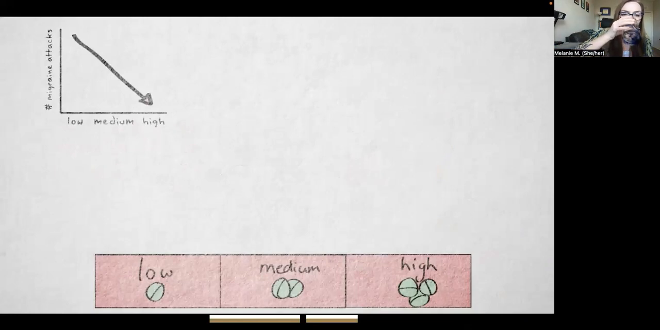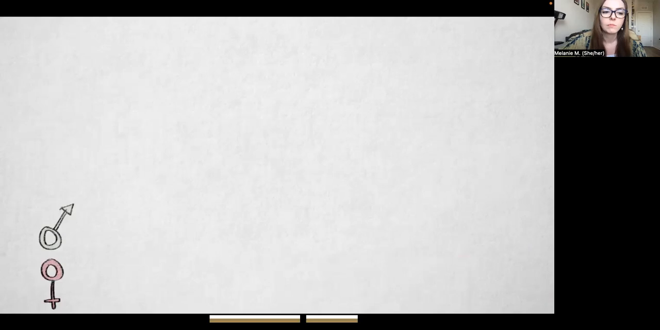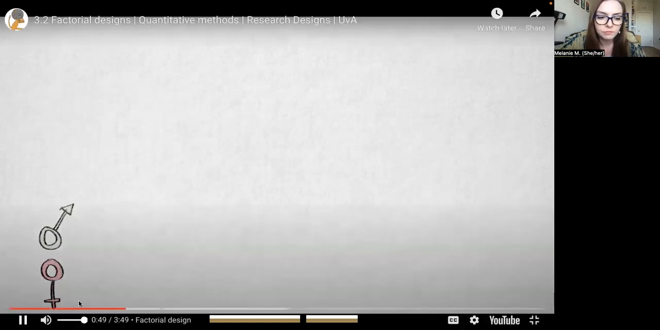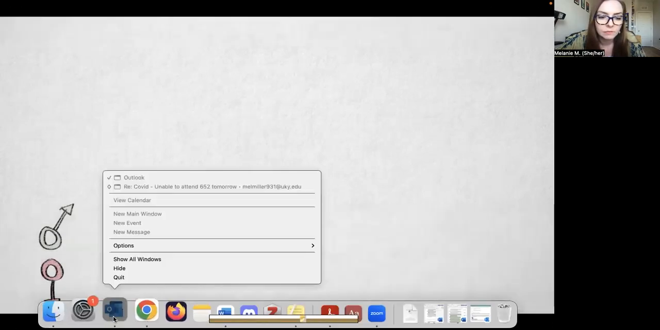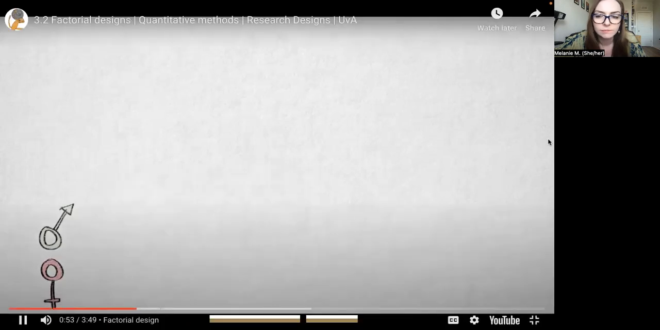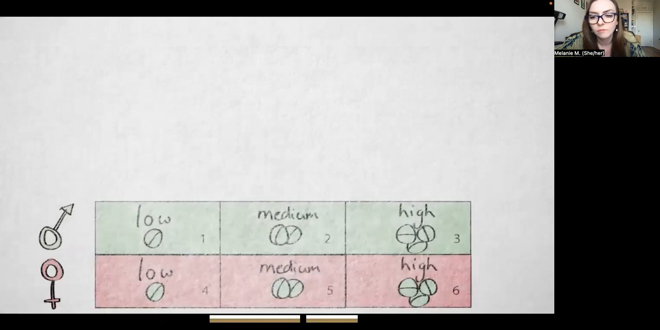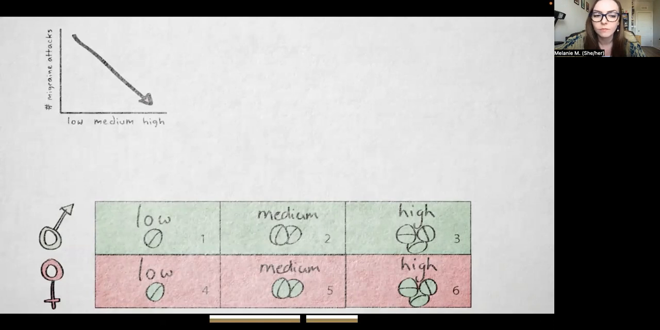We can extend the simple design and make it factorial by adding a second factor, for example, gender. If we make sure there are enough, preferably equal numbers of men and women assigned to each of the dosages, then we end up with 6 conditions: men who receive a low, medium, or high dosage, and women who receive a low, medium, or high dosage. Besides the effect of dosage, we can now also investigate the effect of the second factor, gender. Do women suffer more migraine attacks than men?